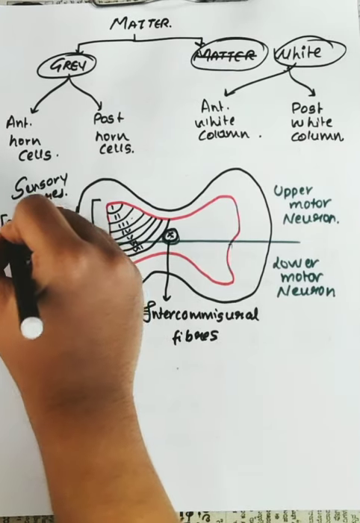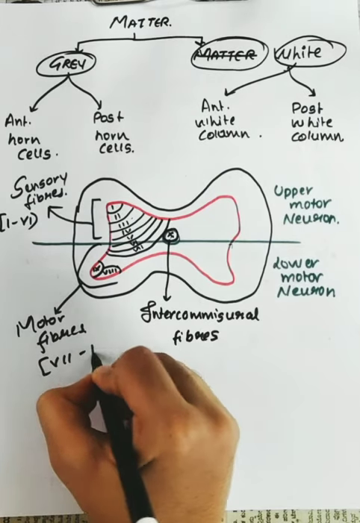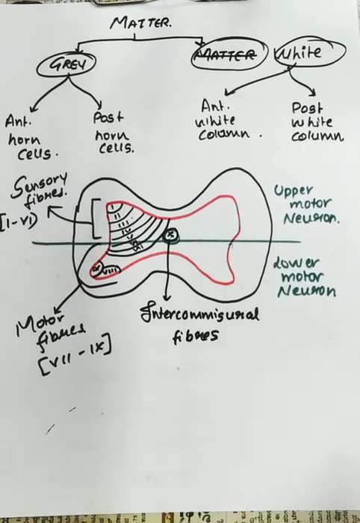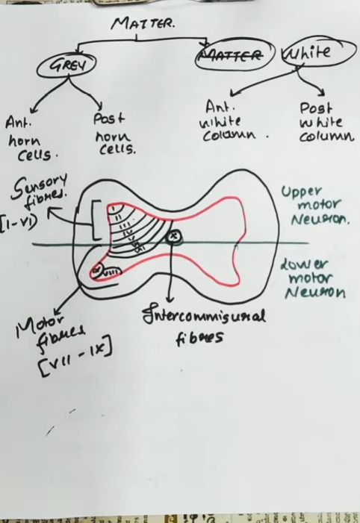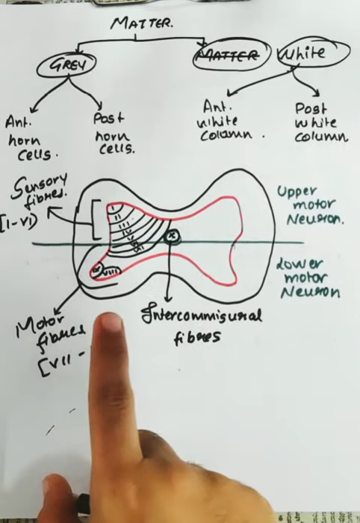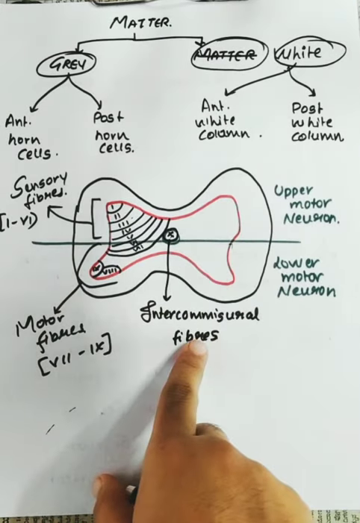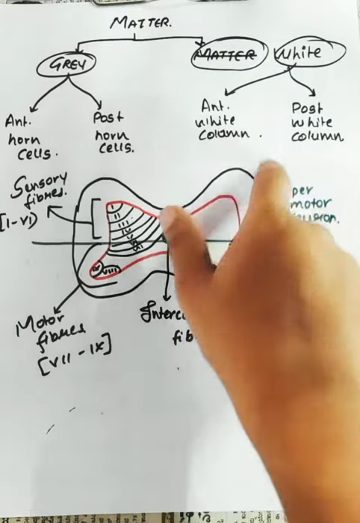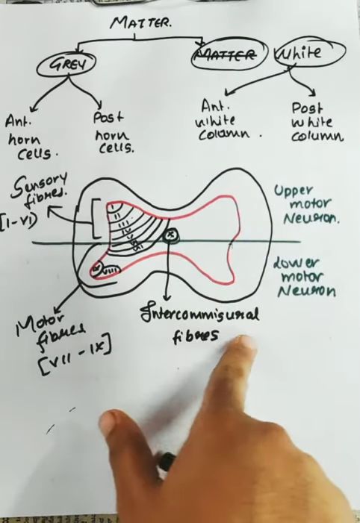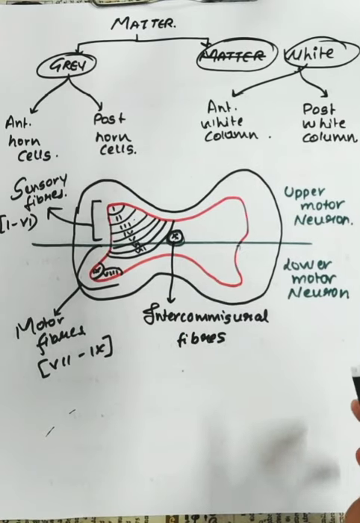That is 1 to 6th, from 7th till 9th is known as motor fibers. So sensory fibers are from 1 to 6, and motor fibers is from 7 to 9. And the 10th one is known as intercommercial fiber. If you do the cross section, the upper part is known as the upper motor neuron and the lower part is called as lower motor neuron, and the 10th one is called as intercommercial fibers.